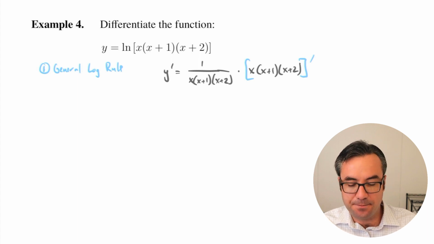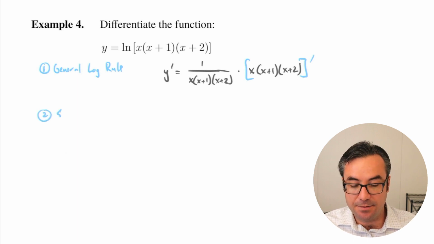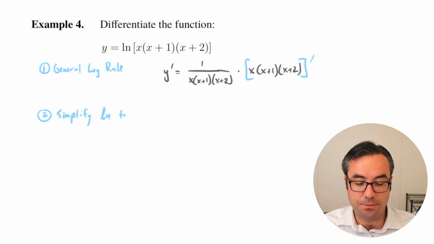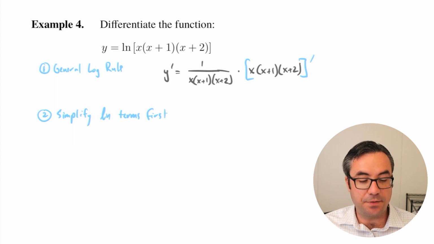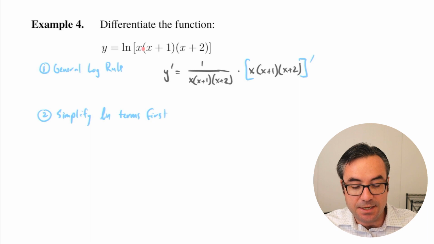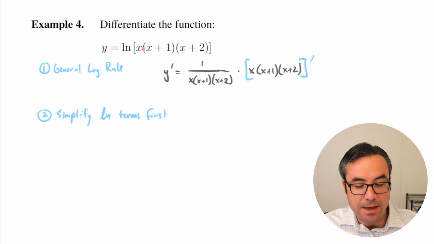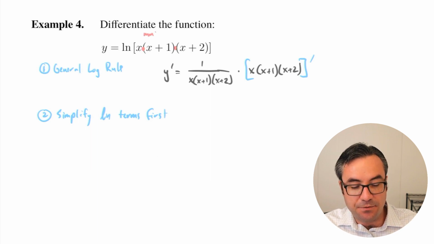So instead, another option is simplify the natural log terms first using our log properties. And so if we look at this, what's going on inside this log function? Well, we have some multiplication. So we have x times x plus 1, and then x plus 1 times x plus 2. So we have a couple different multiplications going on in here.